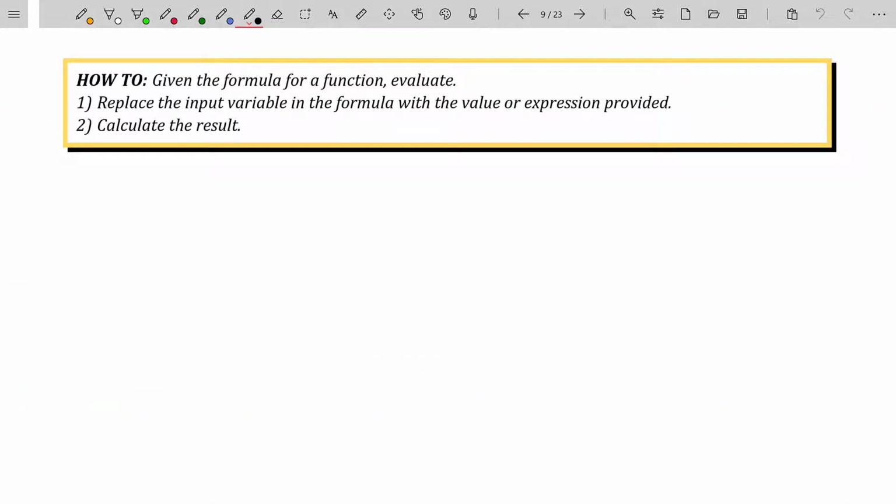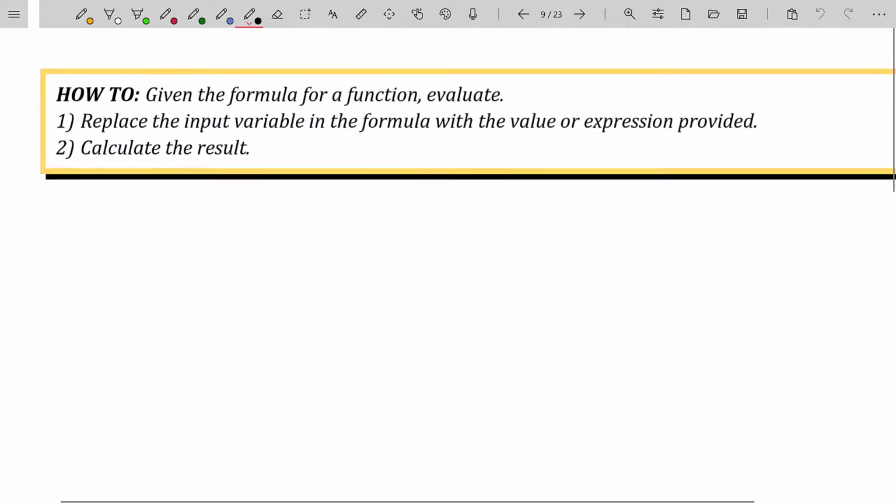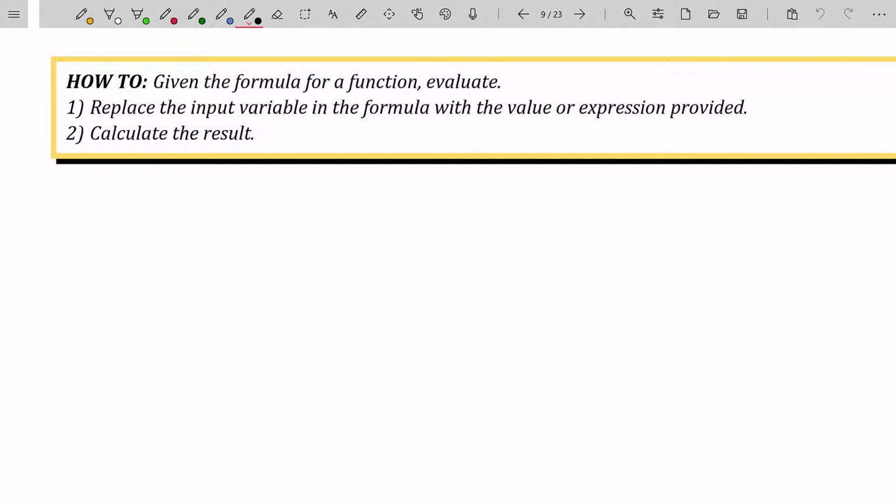So let's talk about evaluating functions. When you're given a function and asked to evaluate, you're going to replace the input variable in the formula with the value or expression provided, and then calculate the result. That is a weird how-to, so let's just see it in action.